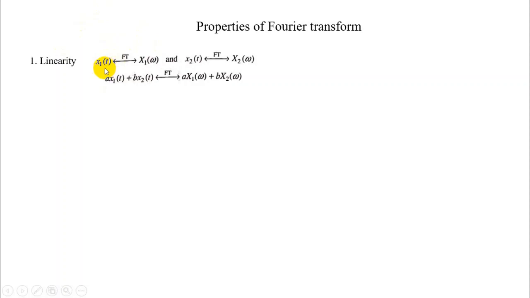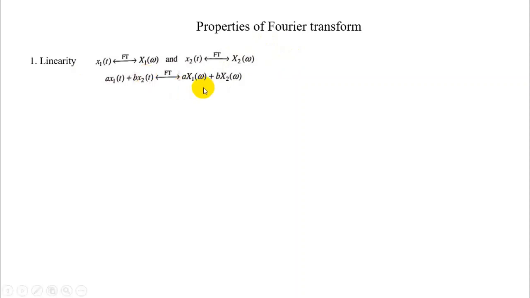So if the Fourier transform of x1(t) is X1(omega), and the Fourier transform of x2(t) is X2(omega), then the linearity property says that if the signal is presented as a x1(t) plus b x2(t), then we can separately transform each signal. a x1(t) is transformed as a X1(omega), and b x2(t) is transformed as b X2(omega). So this is the linearity property of the Fourier transform.